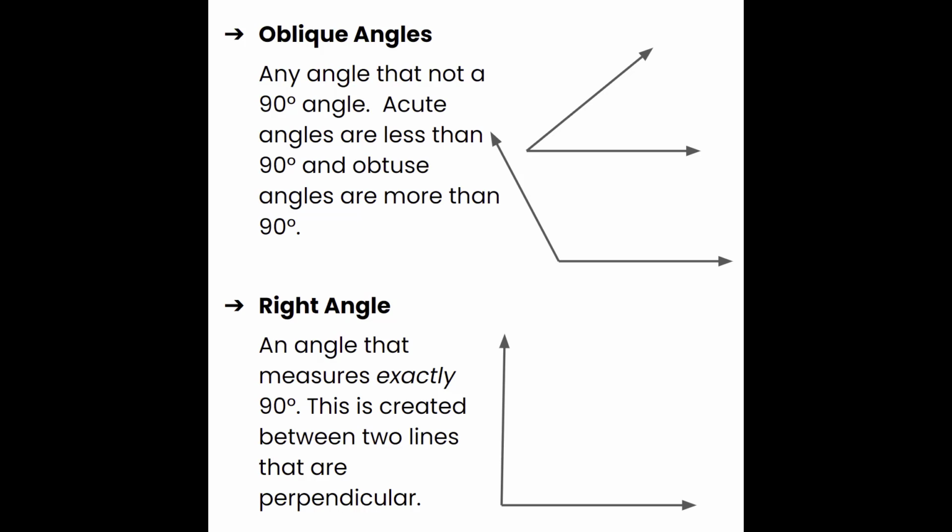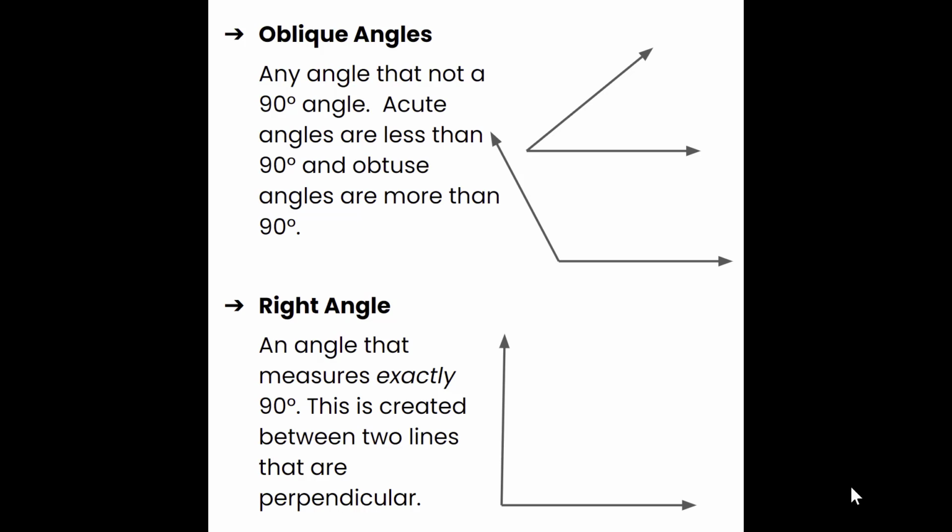The next two terms that I want to cover are angles. We have oblique angles, and then we also have a right angle. Now, oblique angles are any angle that isn't 90 degrees. 90 degrees refers to the right angle. So anything other than 90 is considered an oblique angle. There are subsets of oblique angles. You can have acute angles, which are angles that measure less than 90, and you can have obtuse angles, which are angles that measure more than 90.